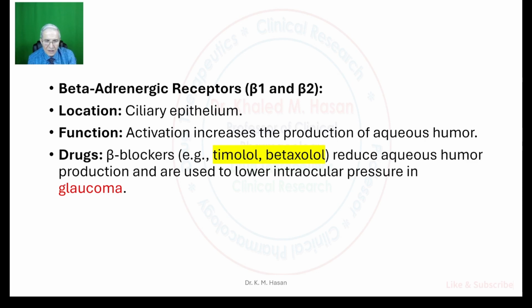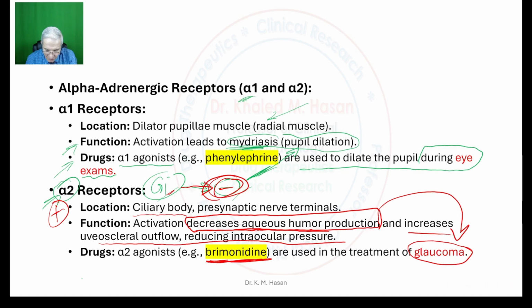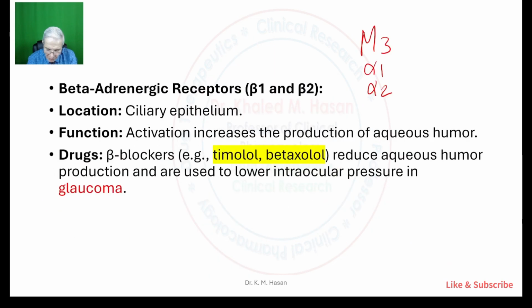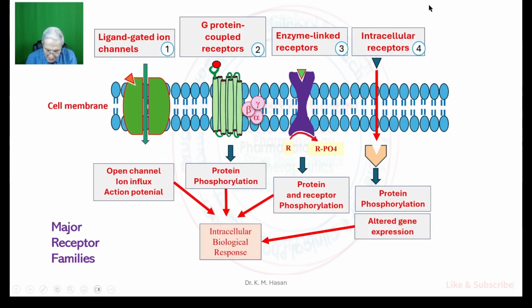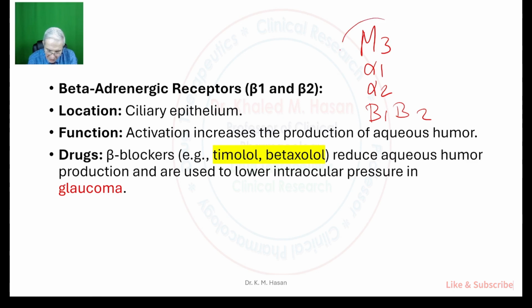Continue speaking about the receptors as we discussed in the eye. Again, I will remind you, in the eye we have M3 receptor, then we have alpha 1 receptor, then alpha 2 receptor, and then beta 1 and beta 2. So we have the main types of receptor in the eye: M3 muscarinic, alpha 1, alpha 2, beta 1, beta 2. So speaking about beta receptor in the eye, what happened there?